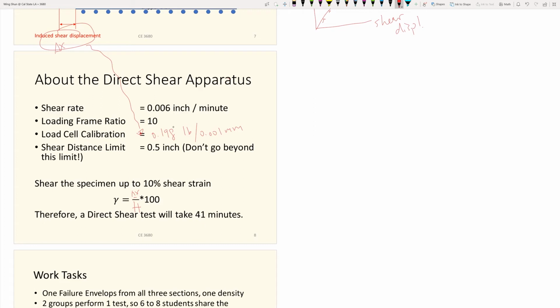And how much is 10% shear strain? We know this is 10%. We can calculate this: that will equal delta x divided by the height of the specimen. So you know this one, then you can back calculate delta x. That will be the travel distance that you want for your test. So a rough calculation is that the whole test will take about 40 minutes.